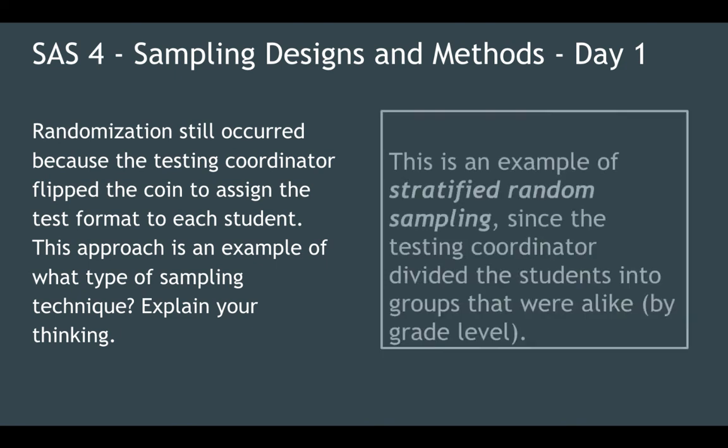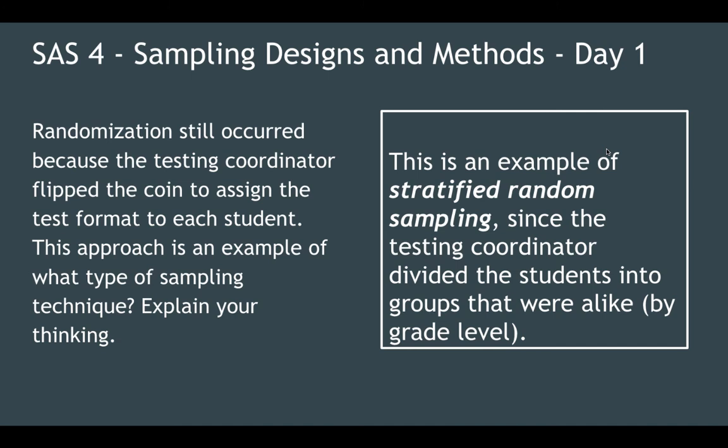It's stratified random sampling. Now, let's go back. Stratified random sampling. Stratified: we separated all the population into strata, into groups. The testing coordinator divided the students into groups that were alike by grade level. So we stratified into different subgroups, and then we randomly selected which method of testing they were going to use. So that is stratified random sampling.